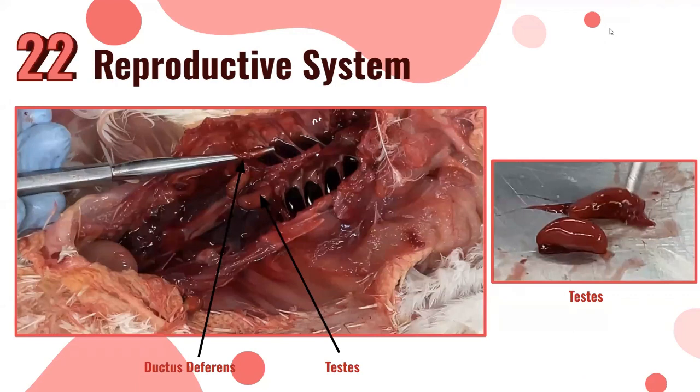Next, we see the reproductive system. In this photo, we can see that the chicken is male, and therefore we are able to identify the ductus deferens and testes within the body. The ductus deferens are responsible for sperm transport from the testes and are connected to the cloaca. We were also able to dissect the testes out, which are pictured on the right.